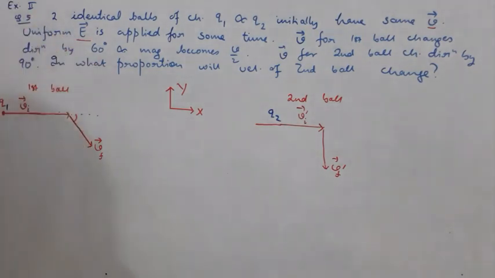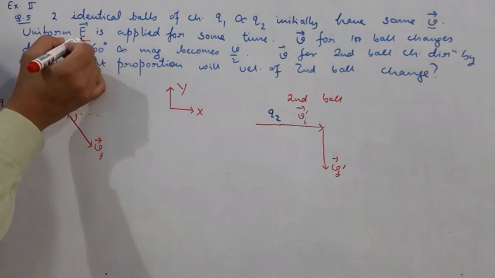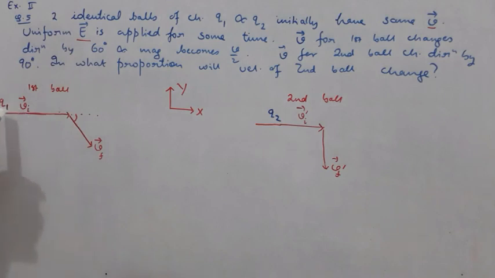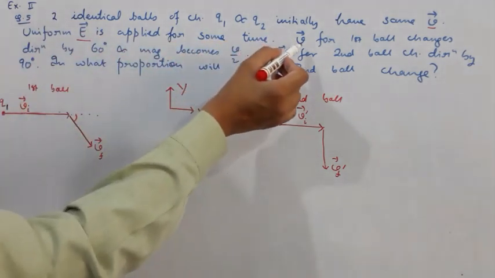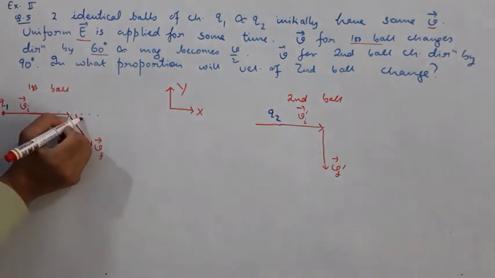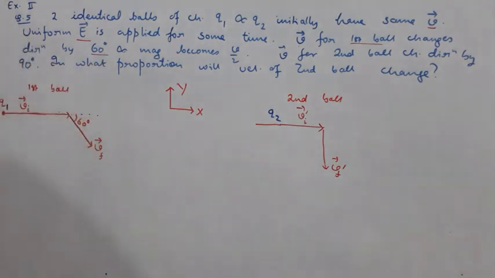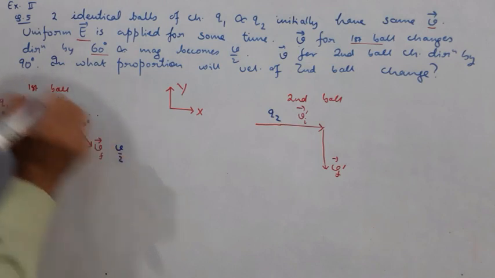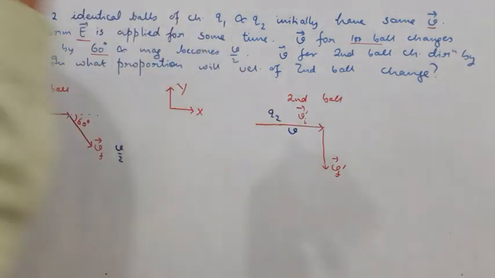Now a uniform electric field is applied, because of which, if there is an electric field there must be some force. Because of this electric field, force acts and therefore the direction as well as the velocity of these charges might change. Now what is given in the question: the velocity for the first ball changes direction by 60 degrees, which I have represented here. This angle is 60 degrees. And its value becomes half of its initial value. The initial value, if I take it as V, then here this value is V upon 2. This initial value will also be how much? V.